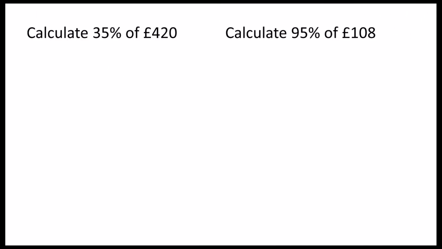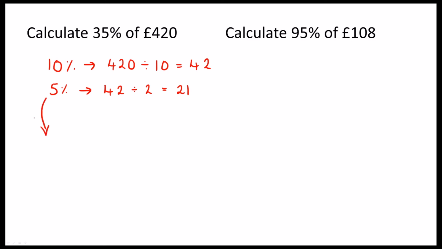The 7th type of question will always ask you to work out a percentage of an amount. This percentage will always be a multiple of 5. In order to work this out, we're going to need to work out 5%. So I'm going to start off by saying that 10% is going to be the amount, so 420 divided by 10, and that's 42, and therefore 5% will be half of this, so 42 divided by 2, which is 21. Because I want to work out 35%, I know that I need 7 lots of 5%, because 5 times 7 is 35.